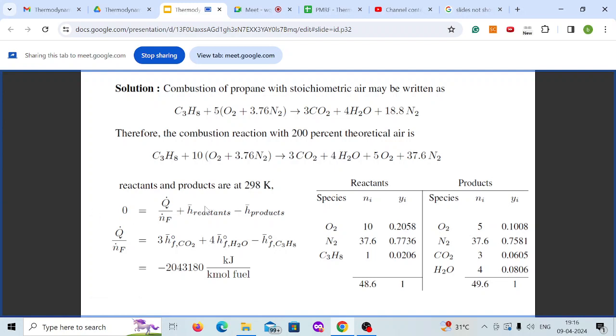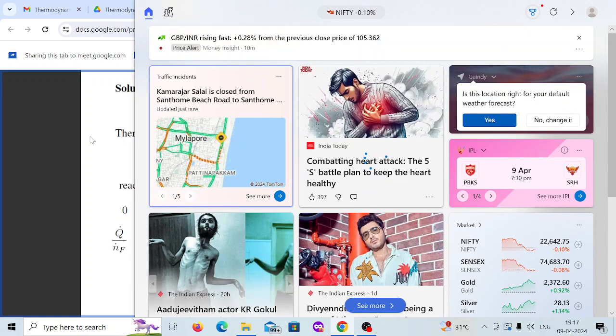Now if you do an energy balance, your reactants and products are at the same temperature and pressure, so the heat is getting rejected. So we can find Q per mole of fuel. Q by N dot F equals reactant minus product. So this gives you 3 into formation of carbon dioxide plus 4 into formation of water minus formation of propane, because the product and reactant are at the same temperature and pressure.